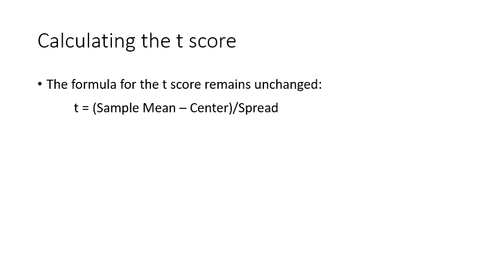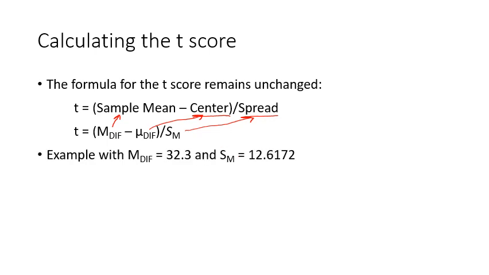The sample mean is what we calculate the t-score in a later step. So that is the formula for the t-score. In this case, the sample mean is mdiff, the center is mu diff, and spread is the standard deviation for the distribution of means estimated.